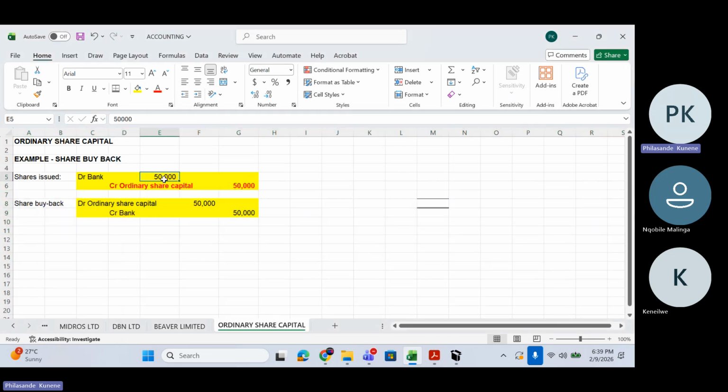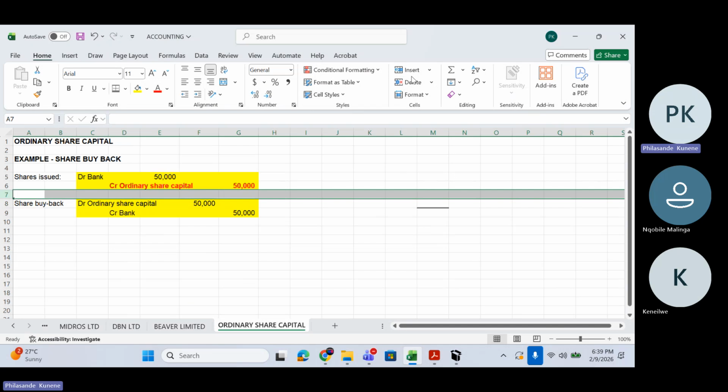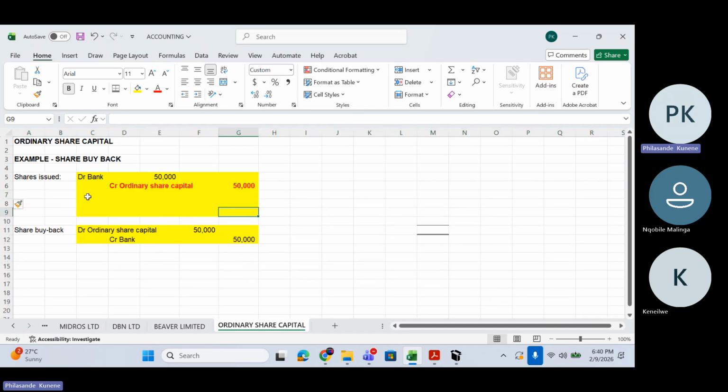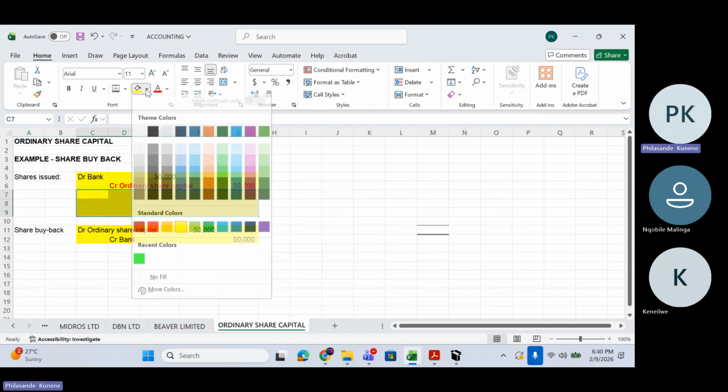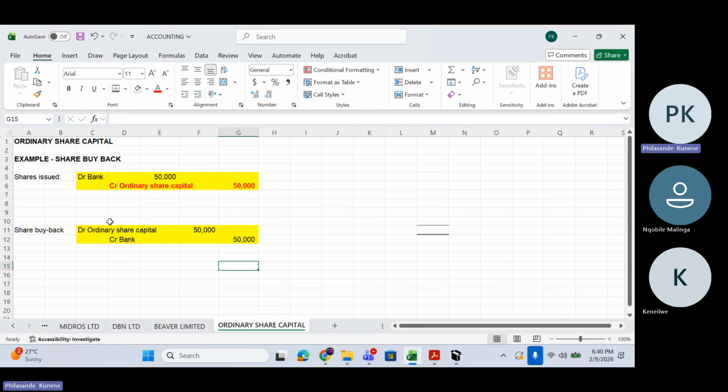If I issue the shares at 50,000, but I'm buying them at 60,000 rand, then that difference of 10,000 will go to retained income. That is the reason why we end up having retained income in this share buyback. Otherwise, there shouldn't be a retained income here. We're only going to have retained income if you purchase those shares at a price higher than what you issued them for.